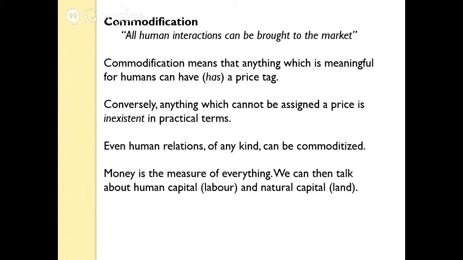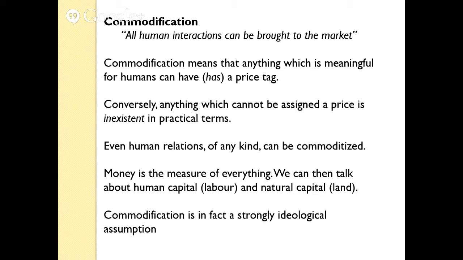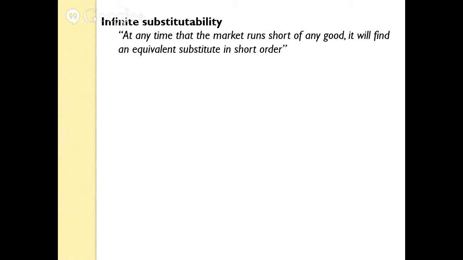We can talk then about human capital, labor, in more classical economic terms, because something you need to understand is that our present classical economy has in fact just a century and a half of life. It's not as old as it could seem. In previous times we were talking about labor, now we say human capital, and the land factor, that now we say natural capital. Everything can be expressed in terms of money. This is what commodification says. Commodification, in fact, is a strongly ideological assumption, which implies that everything can be expressed in terms of money. And we will see afterwards that it can't. Not everything can be expressed in terms of money. Well, you all know, but I need to explain.